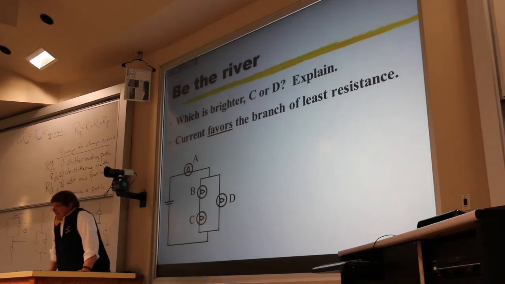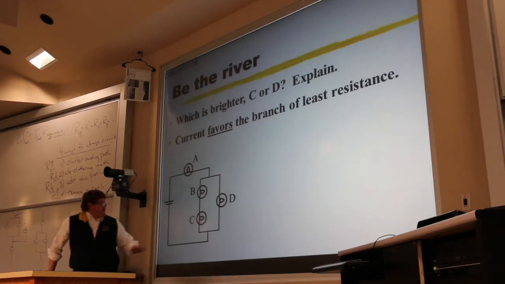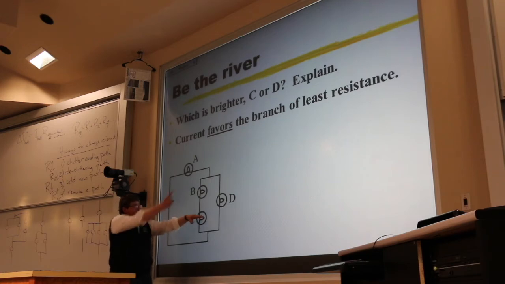So if C was a break in the line. If there was a break here, then nothing would go that way, and all of it would go the other way. B would not light up at all. B would be dark. Because it knows I can't go that way. Okay?